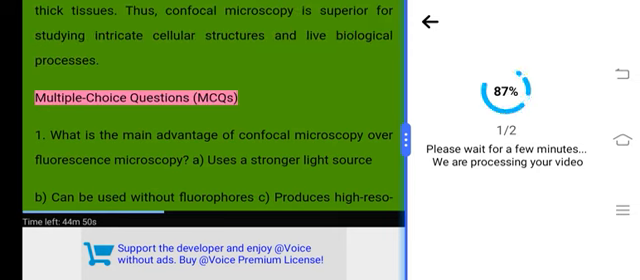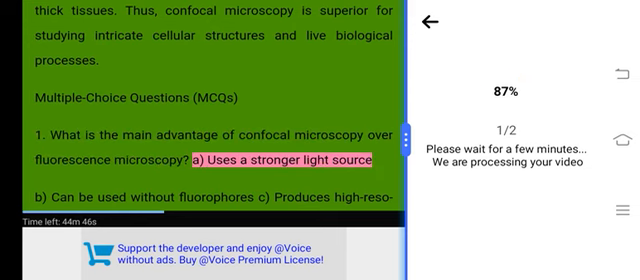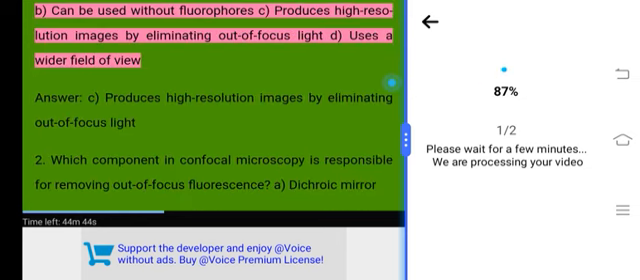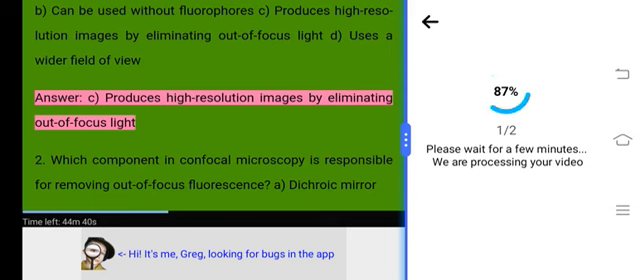Multiple choice questions, MCQs. 1. What is the main advantage of confocal microscopy over fluorescence microscopy? A. Uses a stronger light source. B. Used without fluorophore. C. Produces high-resolution images by eliminating out-of-focus light. D. Uses a wider field of view. Answer. C. Produces high-resolution images by eliminating out-of-focus light.